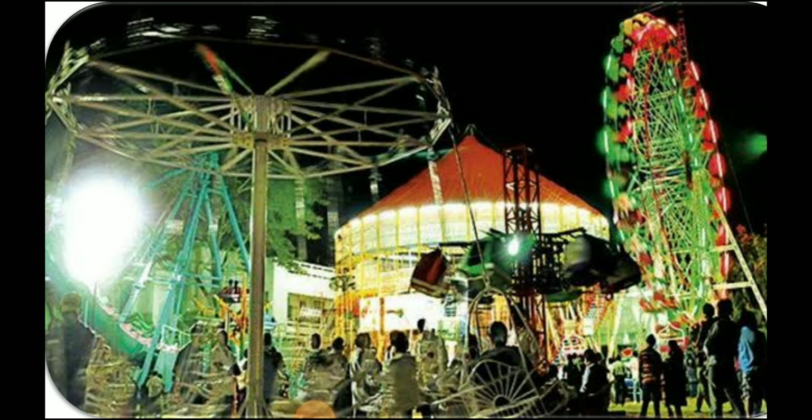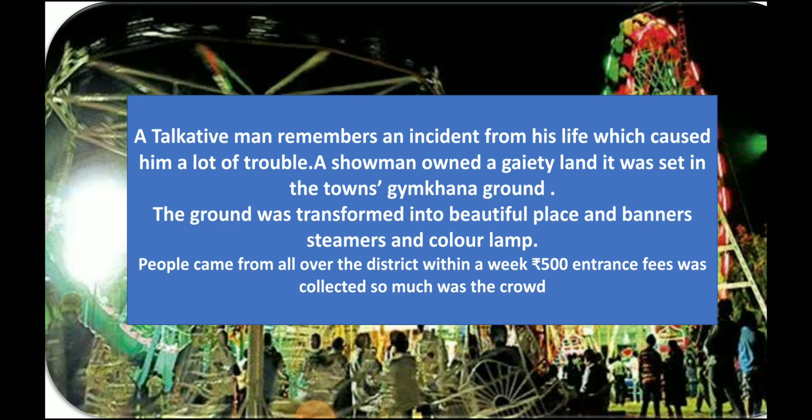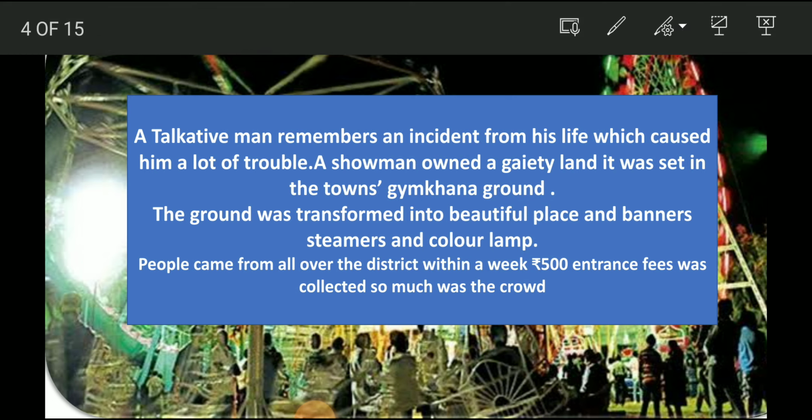Now this is Gaiety land. It is in the Gymkhana grounds. Gaiety land is a kind of exhibition. So many people come here to play. You can see all this. There are so many shooting galleries and things. They come to enjoy. Now this talkative man remembers an incident from his life, where he took care of a road engine, which caused a lot of trouble. That itself is engine trouble.